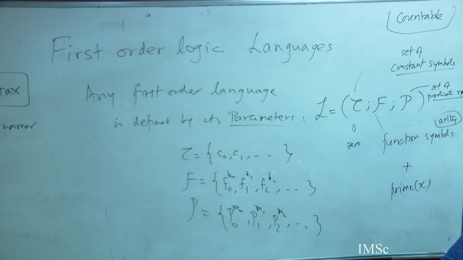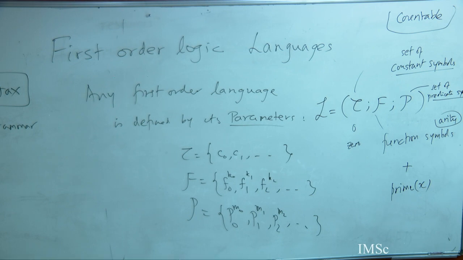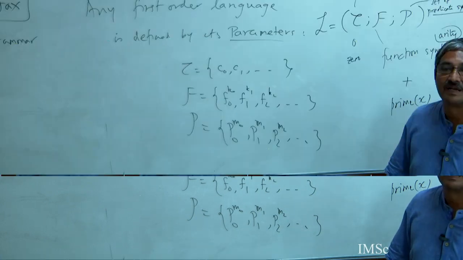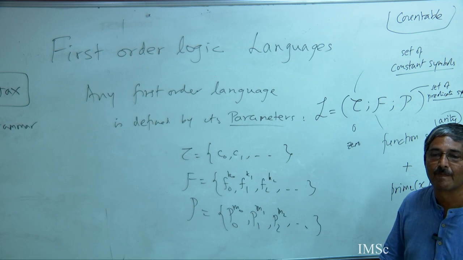Yes, please. Earlier we stated that we also have quantifiers and connectives and variables. So, whenever we are defining this language, we are using only C as a representative of constants, F as a representative of functions and P of predicates. Yes, these are mutually exclusive, but not exhaustive.